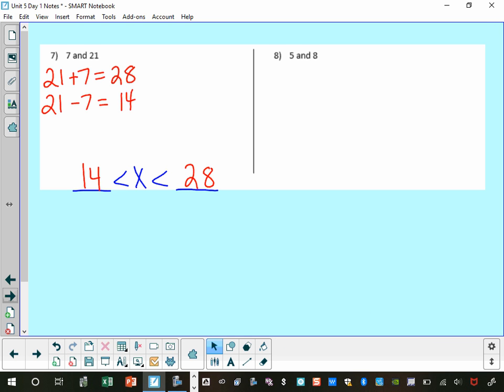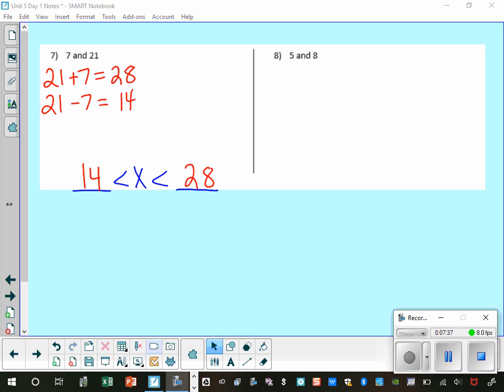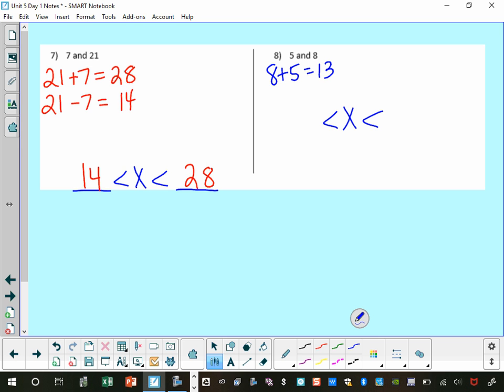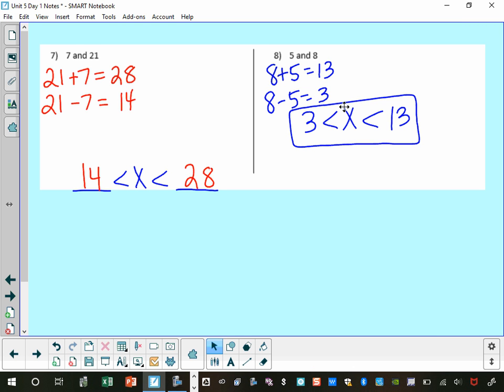I want you guys to do number 8. So the same way. Alright, Sam, what did you get for this one? 8 plus 5 is 13. Alright, so you did 8 plus 5, so you get 13, and then? And then 8 minus 5. Alright, so x is greater than what? 3. 3, and x is less than? Good. That should be your answer for that one. X is greater than 3, and x is less than 13.